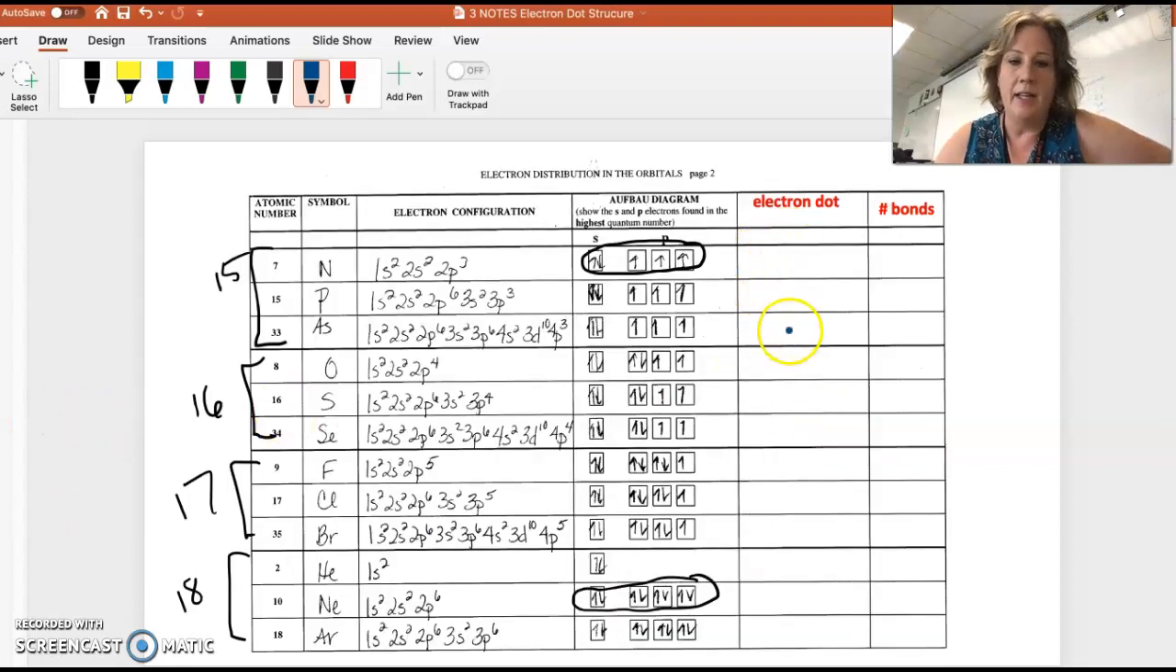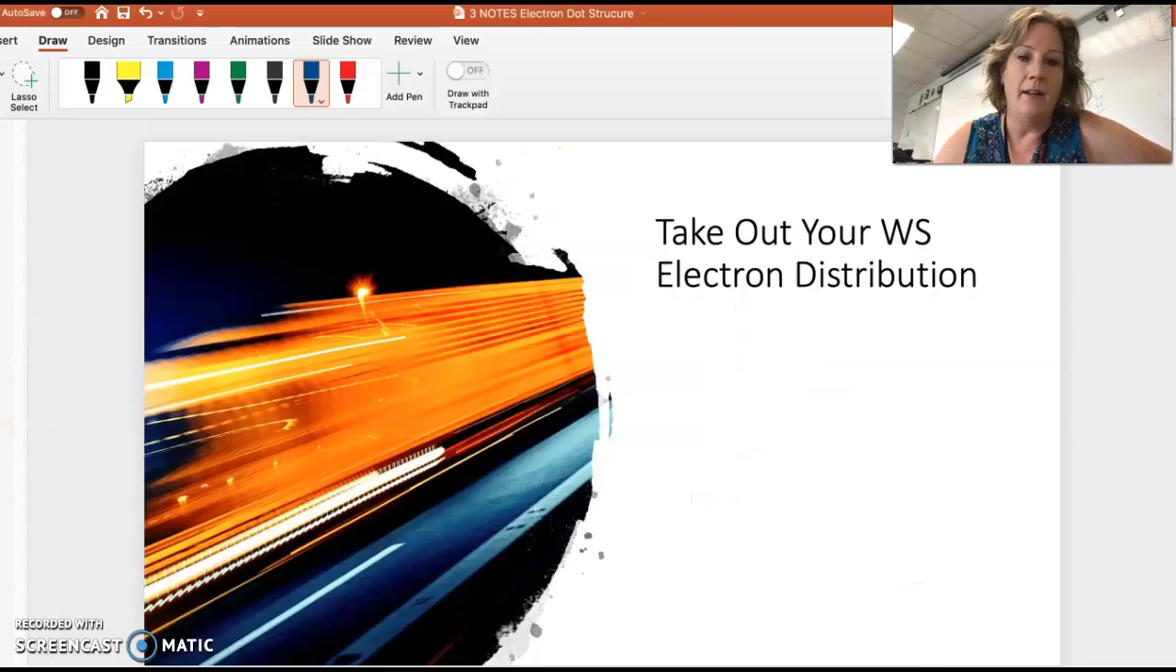And then when I get to these, let's do oxygen. So I would go 1, 2, 3, 4, 5, 6. So that kind of gives you, you can fill the rest of that in. And then that's me telling you to take the worksheet out that I hope you have.